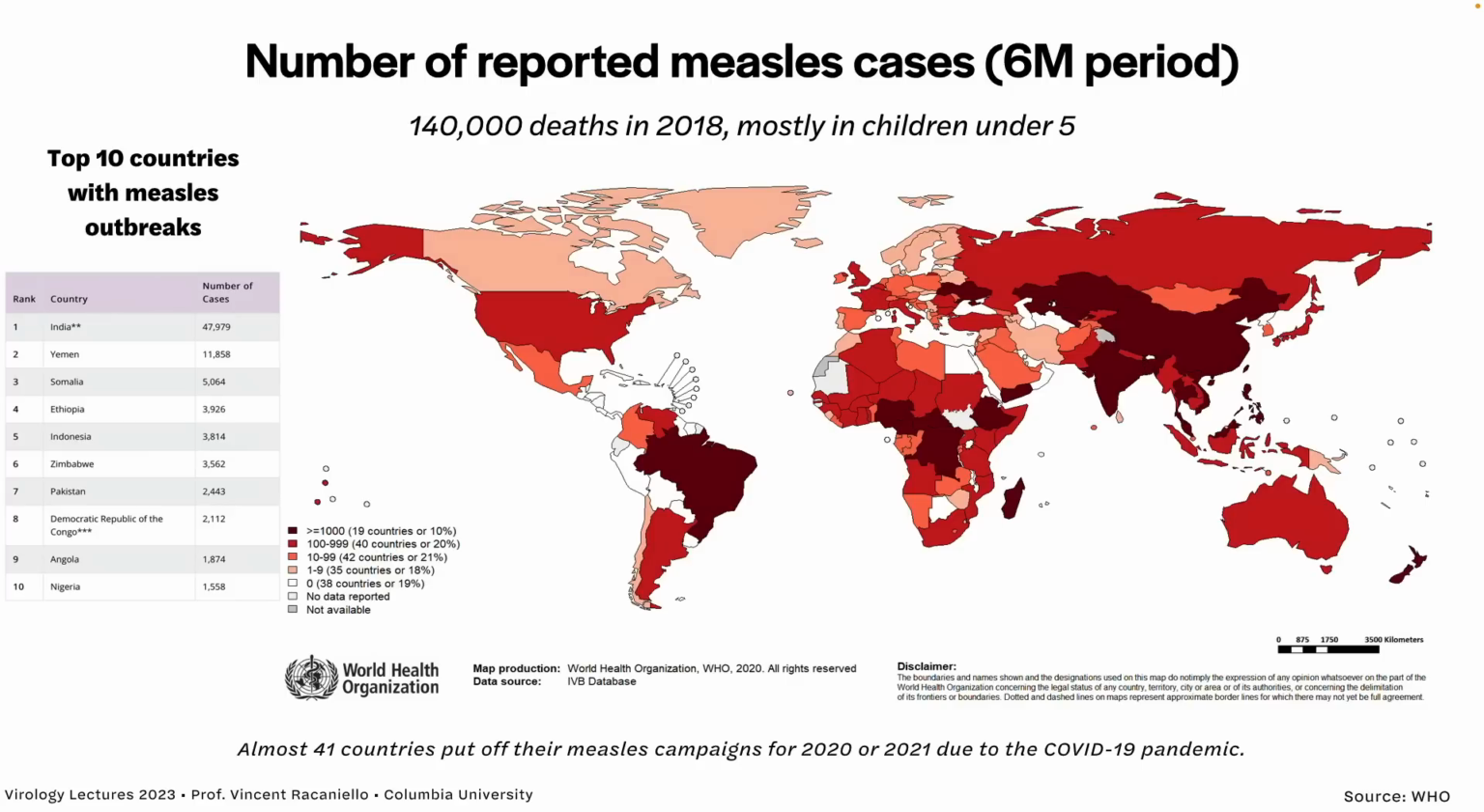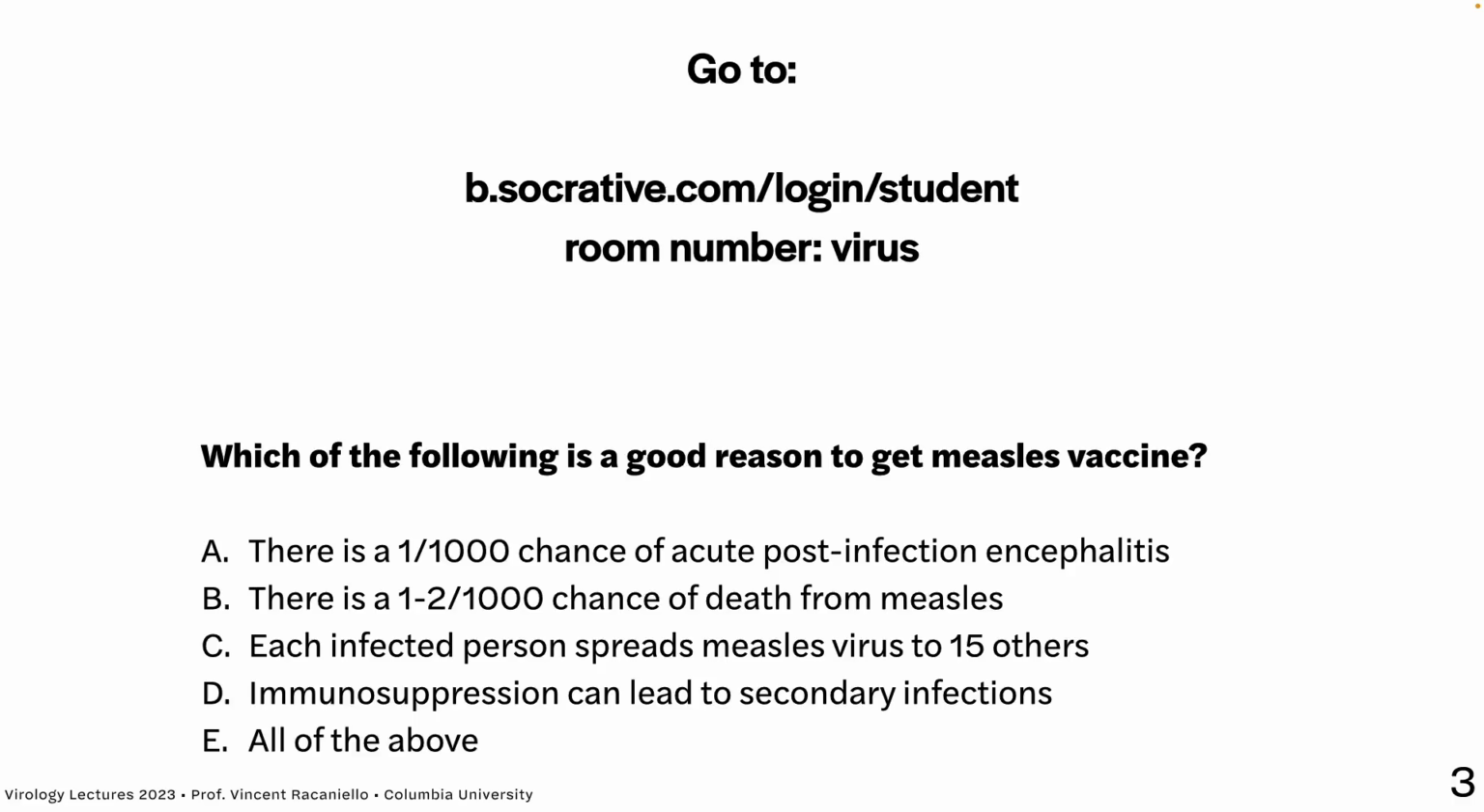These are the countries with the most measles outbreaks. For last year, the top country was India with 48,000 cases, Yemen, Somalia, Ethiopia, Indonesia, etc. Again, all under-vaccinated. A lot of countries put off their measles campaigns because of the pandemic, but even pre-pandemic, a lot of countries simply didn't have the resources to vaccinate everyone. And this is a shame because all of this is vaccine preventable, of course. We'll come back to measles vaccine again later, and we'll explore it further.